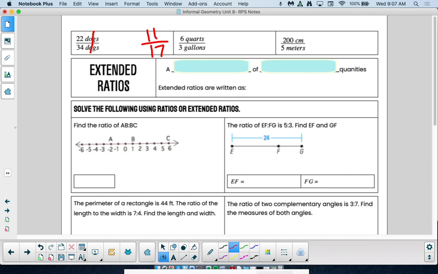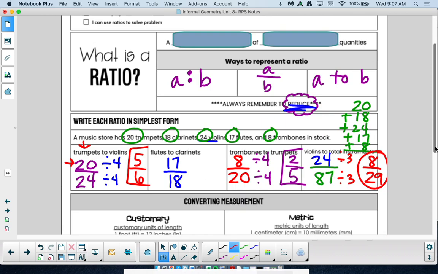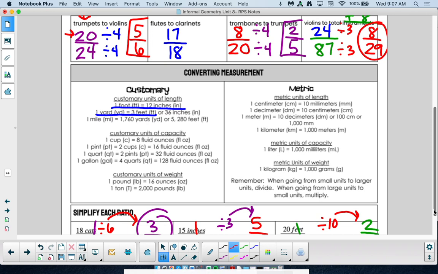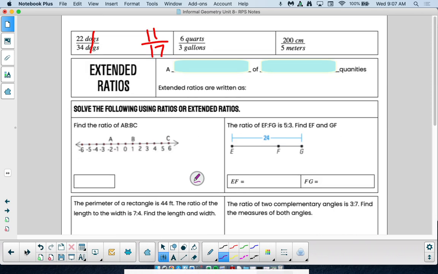6 quarts over 3 gallons. So different units. Let's come back to our chart here. Gallons and quarts. So if we look, I see 1 gallon is equal to 4 quarts. So we've got to change 3 gallons to quarts. So 3 times 4 is 12 quarts. So now my quarts cancel. Simplify 6 over 12. So 6 ABC 12 gives me 1/2.